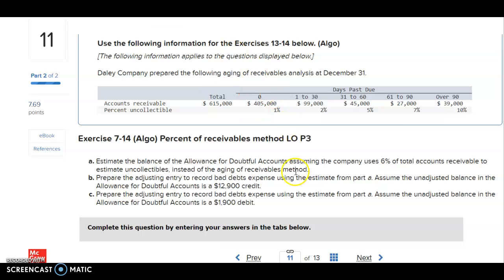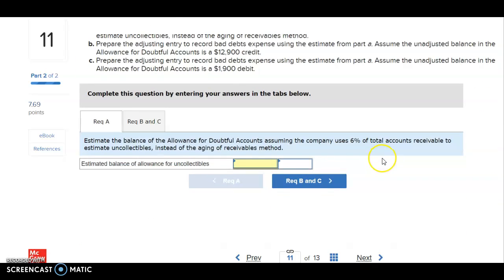So to get that figure, we're going to take our total of $615,000 and we're going to multiply that by 0.06, and that gives us $36,900. And again, this is a credit account. The normal balance is on the credit side.